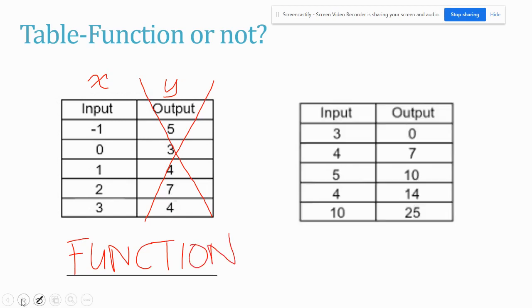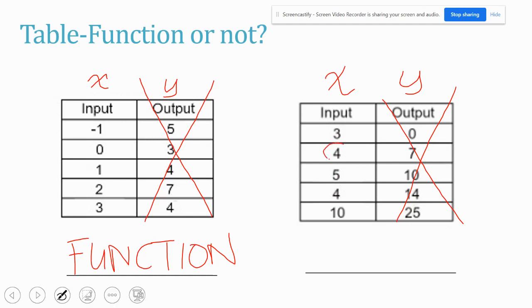Okay, let's look at the next example. So I'm going to do the same thing where we have x and we have y, and I'm going to even cross out the y's. We don't need them for this question. We want to identify if this is a function or not. So let's take a look at our x values. We have 3, 4, 5, 4, and 10. We can see here that the number +4 repeats, so that makes this not a function.